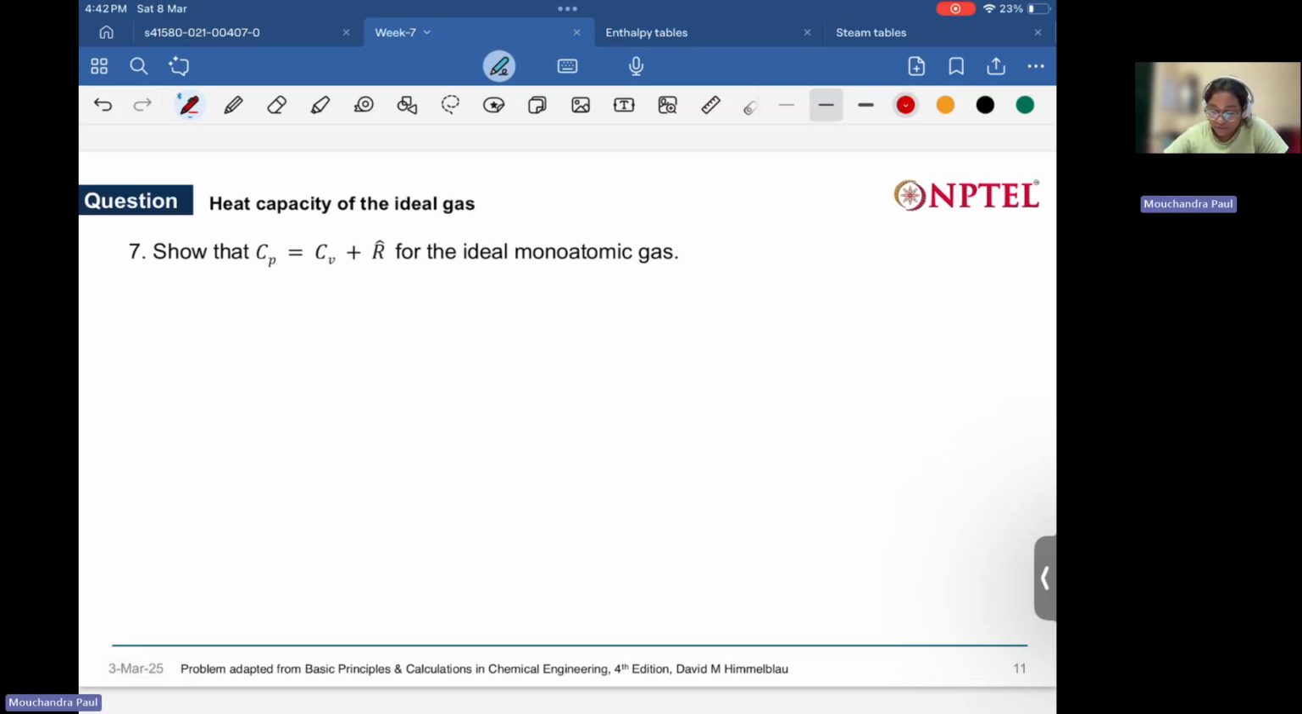Now you have to do a simple proof to show that for ideal gas, specific heat at constant pressure is equal to specific heat at constant volume plus R, which is the universal gas constant. This is a very standard question generally asked in thermodynamics.